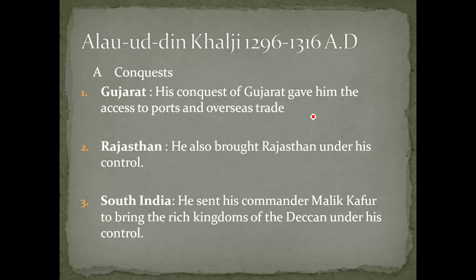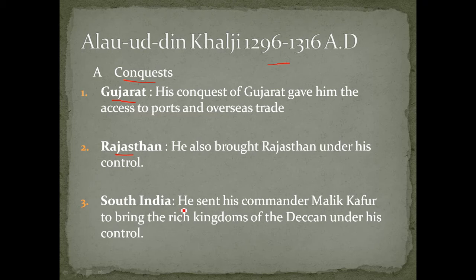Now we will come to Alauddin Khilji. He ruled from 1296 to 1316 AD. So first we will be talking about his conquests. The most important area that he conquered was Gujarat. Number two, Rajasthan. Let's talk about the areas in the north first. His conquest of Gujarat gave him access to all the ports and the overseas trade. He also brought Rajasthan under his control.